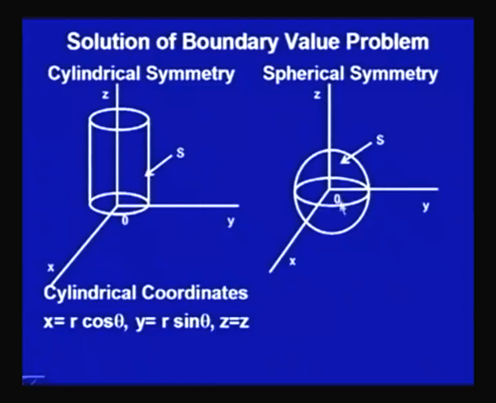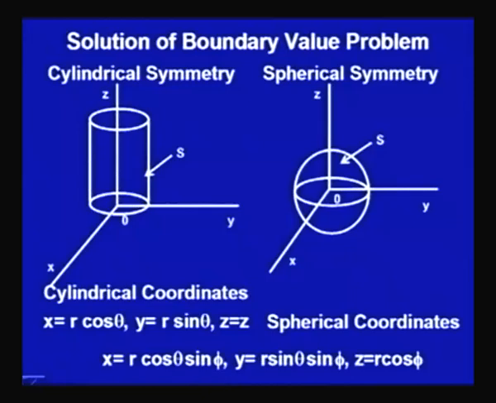Then we would like to change my Laplace equation from the Cartesian coordinates, that is x, y, z, to the spherical coordinates. What are the spherical coordinates? They are given in terms of r, theta and phi, and the relationship between x, y, z and r, theta, phi is defined by this relation: x is r cos theta sin phi, y is r sin theta sin phi and z is r cos phi. Let us see first what these cylindrical coordinates and these spherical coordinates are, and how we transform our Laplace equation into these new variables.